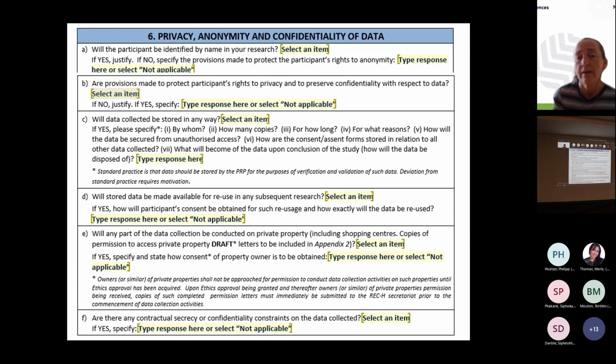The last one: are there any contractual secrecy or confidentiality constraints on the data collected? Okay, so in most cases, this will also be a no, but there are exceptions. I had one student who collected data. She actually established the database, and in the end, the study was classified, so we had to sign a non-disclosure agreement. So she was also limited on what she could publish from the study.